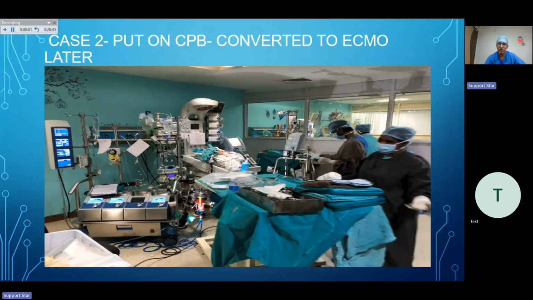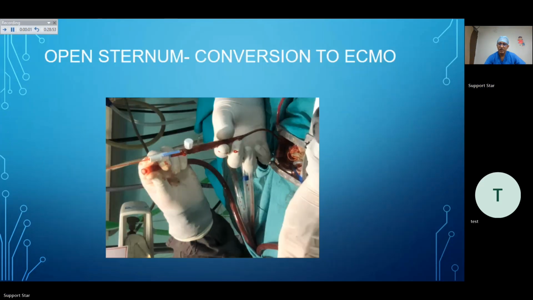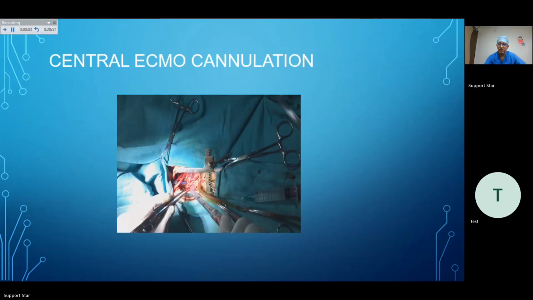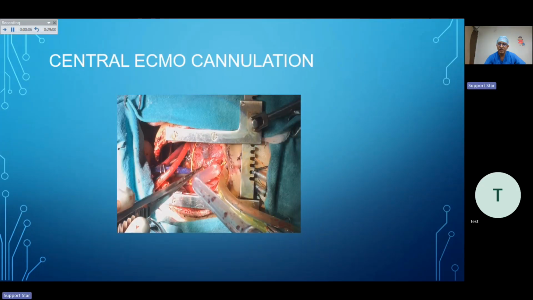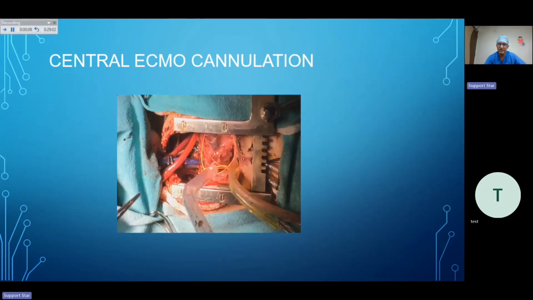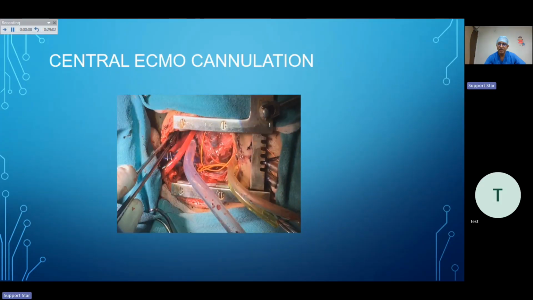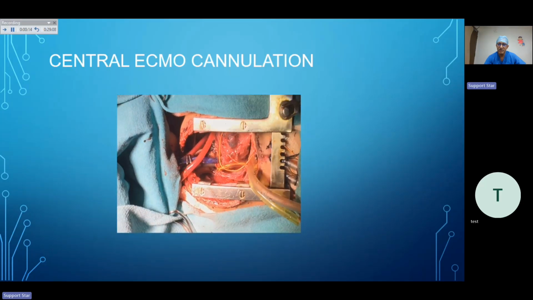Okay, and then going on to ECMO support, put the patient on CPB, and then back to the ECMO circuit, and then run the ECMO. First, initially you go on the bypass because you don't want the patient to suffer, because you already have a bypass circuit ready. Then you go on to the ECMO circuit.